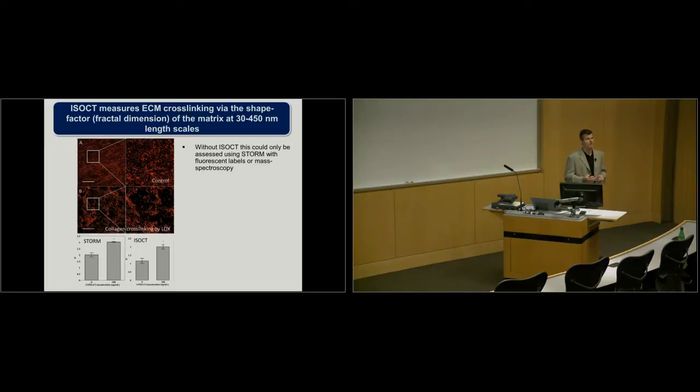One of the aspects of the tumor microenvironment is the cross-linking of extracellular matrix, such as collagen matrix. One existing way you can image extracellular matrix is to use STORM again. You label collagen fibers, and you generate images like this, which actually takes several hours to generate.